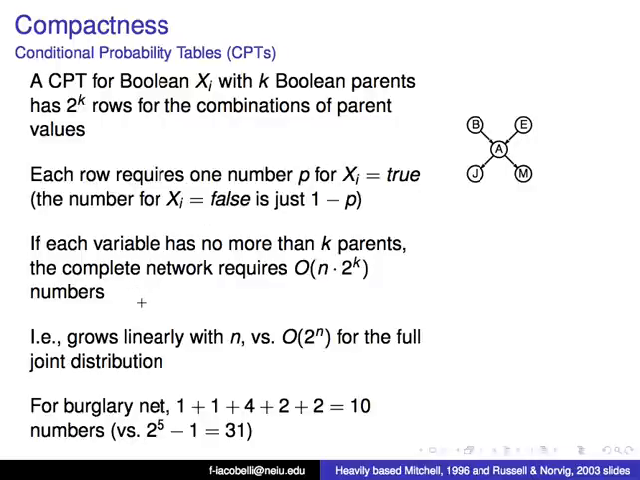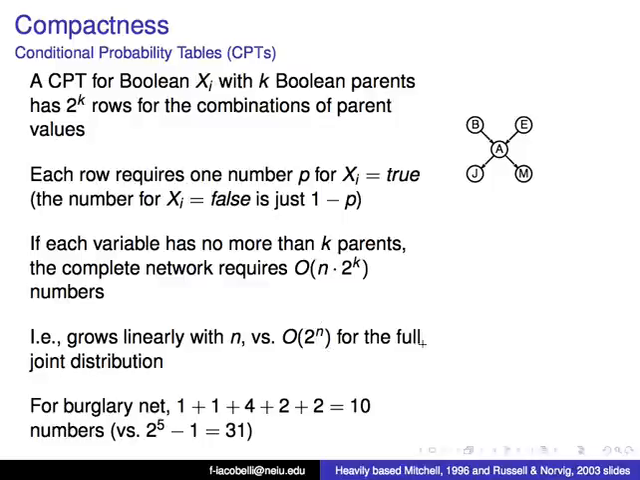Now, suppose each variable has no more than k parents. If each node in this network, burglary, alarm, earthquake, Mary, and John, has no more than k parents, say two parents, the complete network will require at most n, the number of nodes, times 2 to the k values. This is a lot less than 2 to the n, because this grows linearly with the number of nodes, whereas the joint probability distribution is 2 to the n, which means it grows exponentially with the number of nodes.